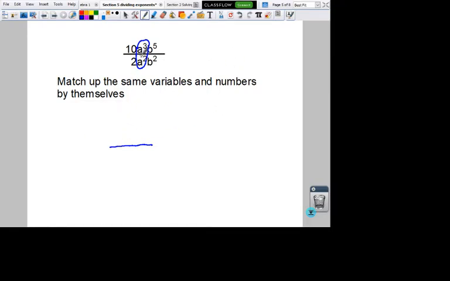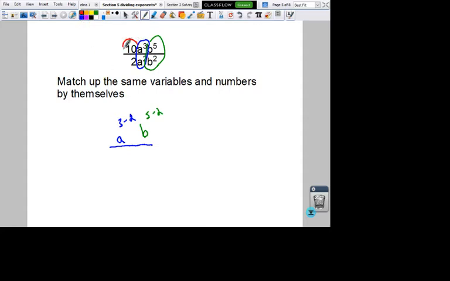I have a to the 3 over a squared. I'm gonna match those up to get a to the 3 minus 2. I'm gonna match up the b's here. I get b to the 5 minus 2. And you see how we have these numbers out in front? We gotta match those up too.